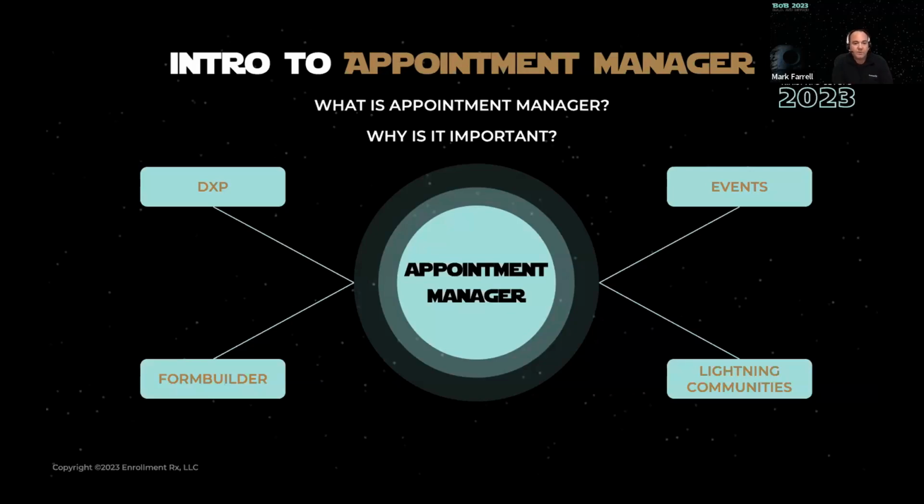So how do these all kind of play together? Well, with DXP, we're using that to build the forward-facing site page. So we're going to use DXP components for the calendar and other widgets on that page. For the Lightning Communities, we're actually going to create a Lightning community to house the calendar itself, and we'll use Lightning components on the page and behind the scenes.